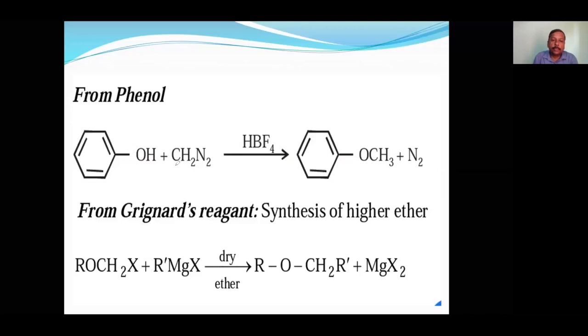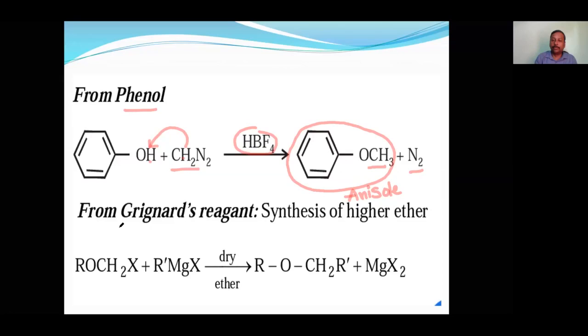Okay, next method, same diazomethane only. Example here we have taken from phenol. Same thing happens. This CH2 will go attach here. CH2 and H, what will it be? CH3. And the reagent is also the same, fluoroboric acid. Nitrogen will be produced. So what is the name of this compound? Very good. Anisole. So this is the preparation method of anisole.